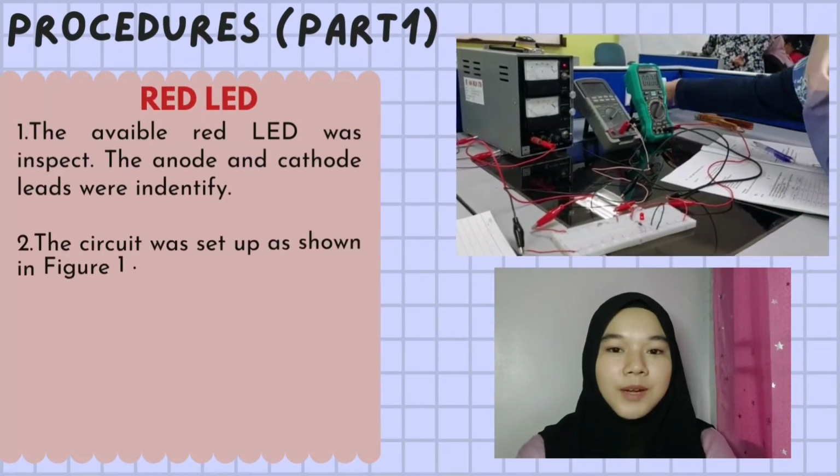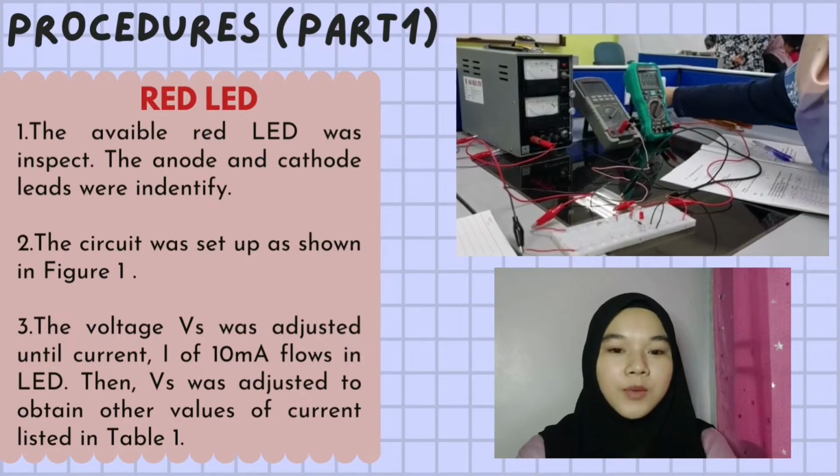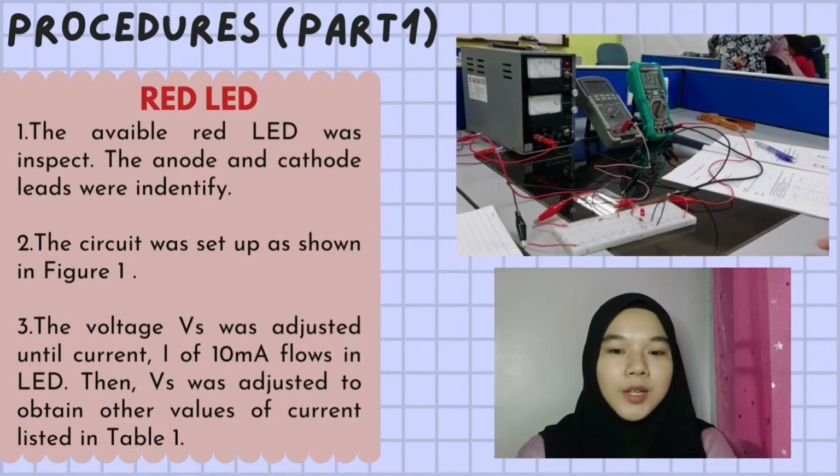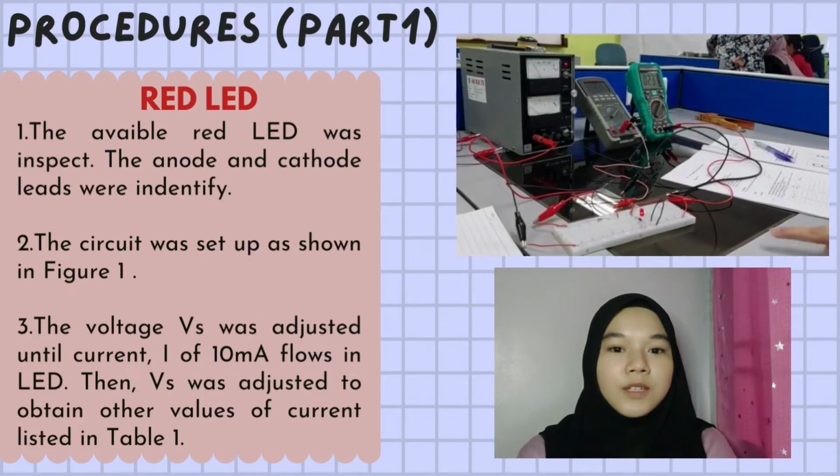I am going to talk about the procedure of part 1 of the experiment. The available red LED was inspected. The anode and cathode leads were identified. The circuit was connected as shown in figure 1.